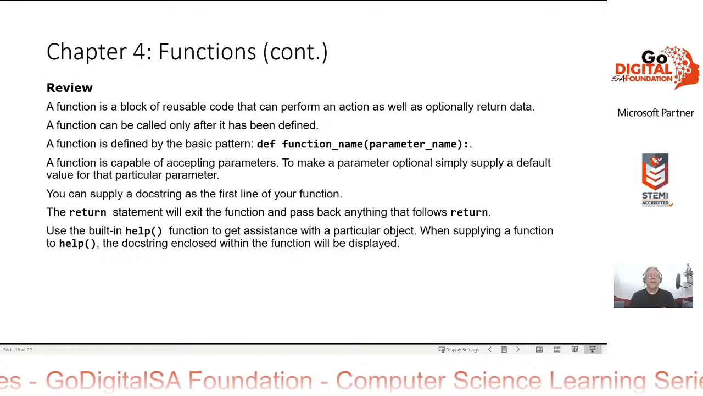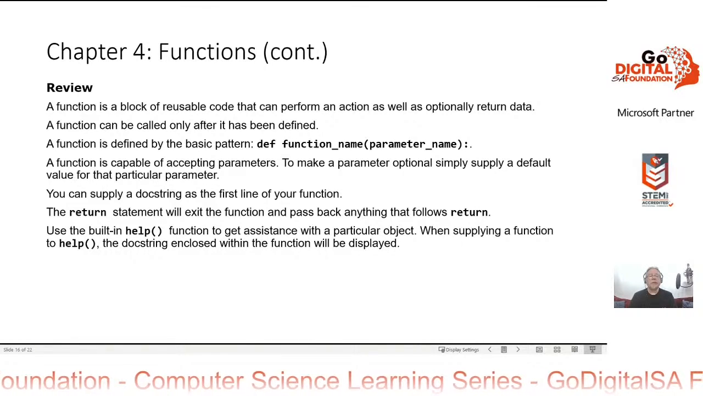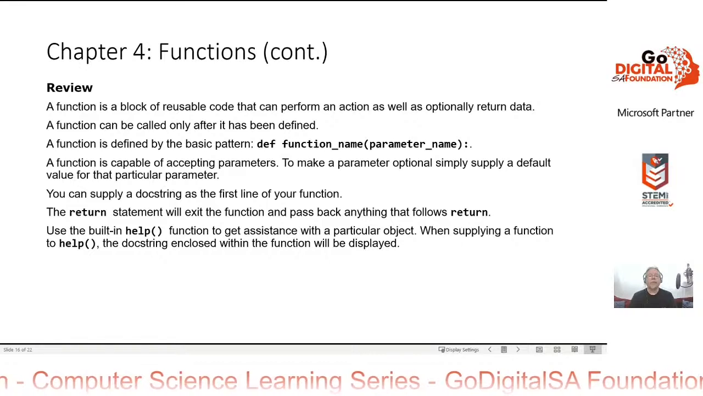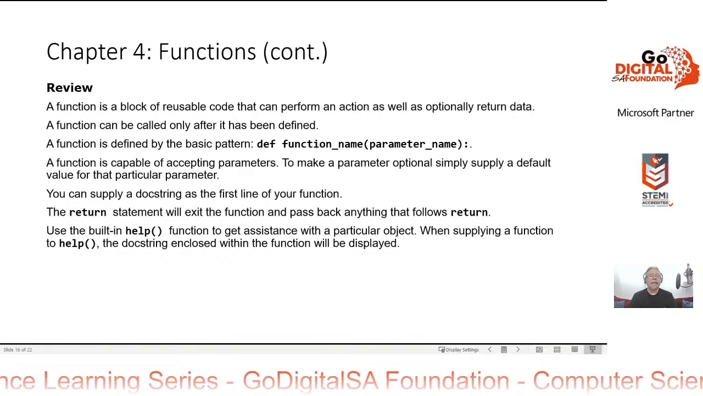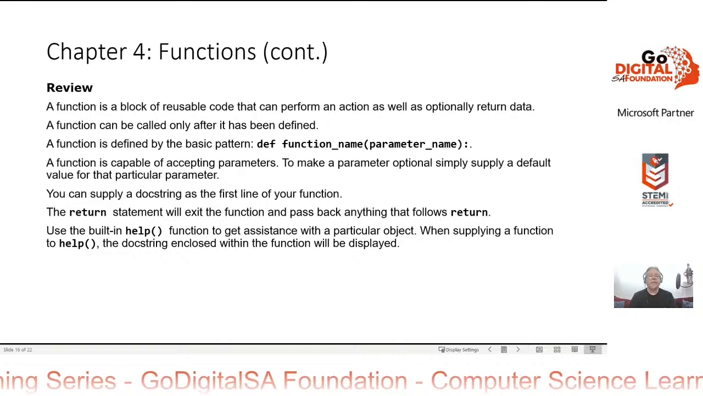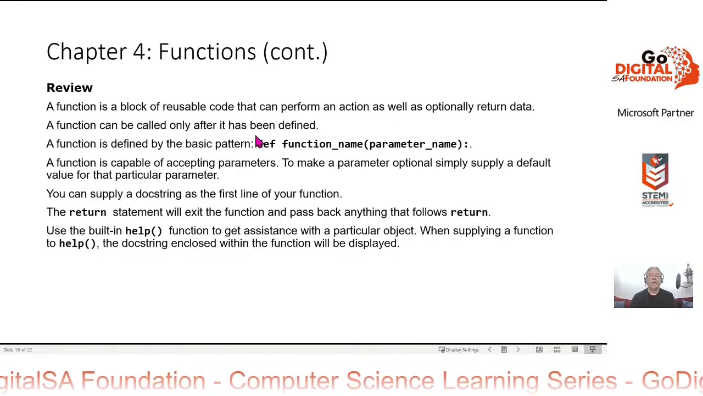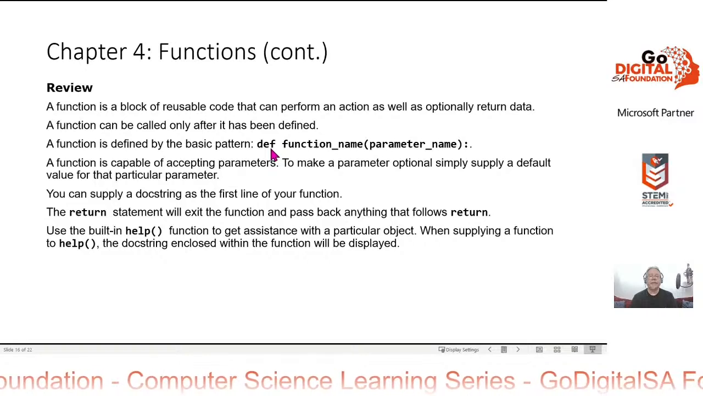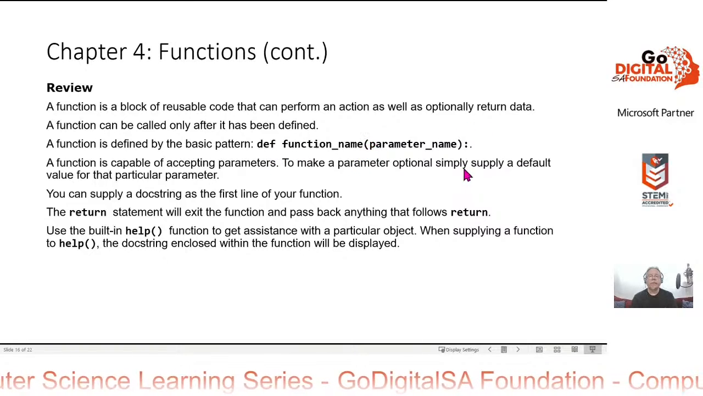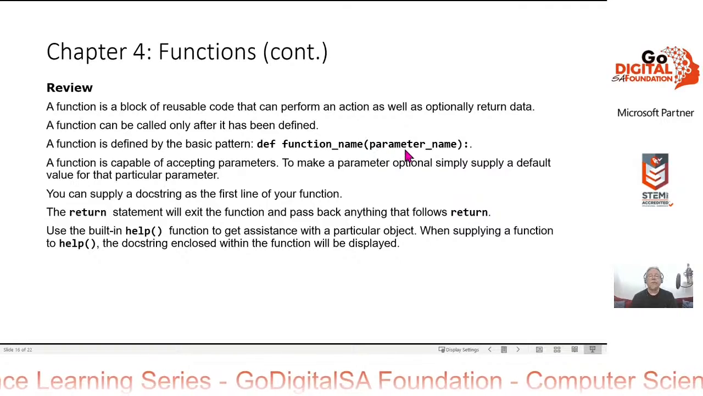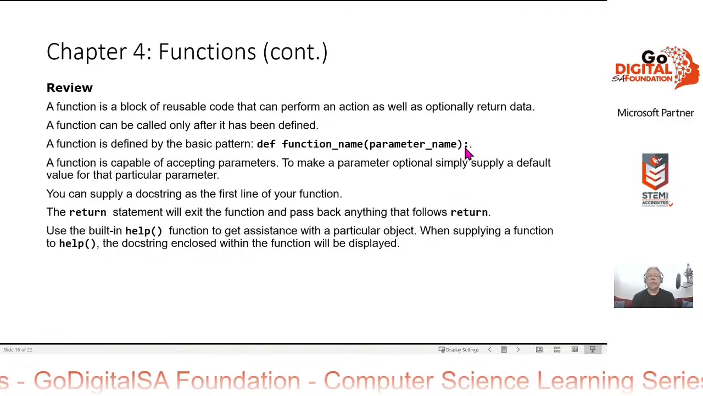Okay, and that's all there is to functions. So to review, a function is a block of reusable code that can perform an action as well as optionally return data. A function can be called only after it has been defined. A function is defined by the basic pattern def, for define, function name, whatever name you want to give it, then inside parentheses, zero or more parameter names separated by commas, and then a colon.